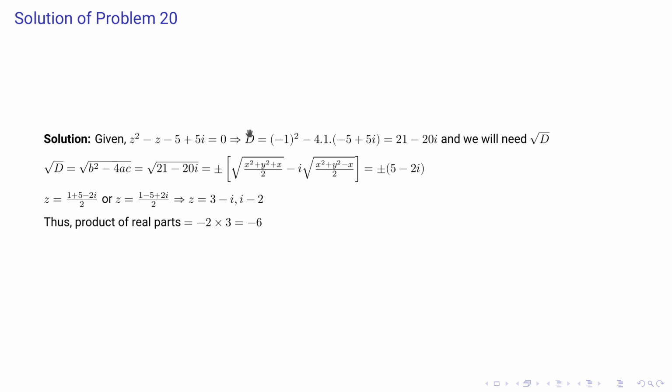So what we do is we find out the discriminant. Discriminant is b square minus 4ac, which is 21 minus 20i. And for roots, we will need the square root of D. So we take the square root, and from the square root formula, we get plus minus 5 minus 2i.